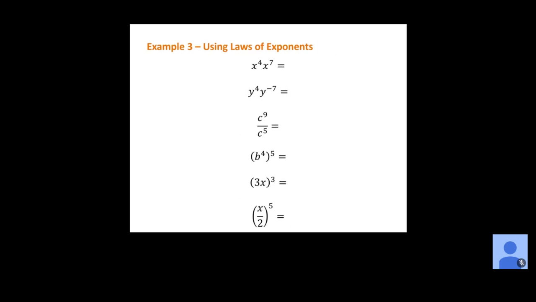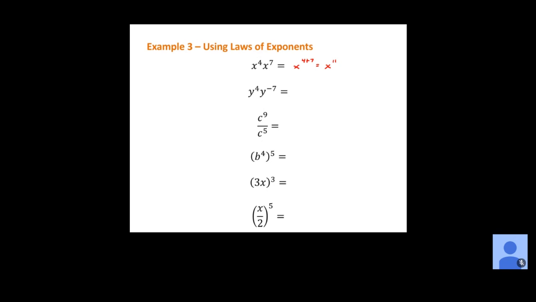All right, so let's see if we can apply some of those laws here. So we've got x to the fourth times x to the seventh. So our bases are the same, they're both x's. We're multiplying, which means we're going to add the exponents together. So this is going to turn into x to the 4 plus 7, and then 4 plus 7 is going to give us 11, so we get x to the 11th power. Again, whenever you're multiplying, as long as the bases are the same, we can add the exponents.